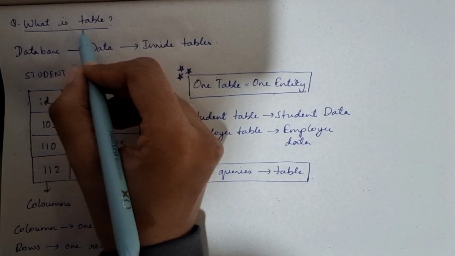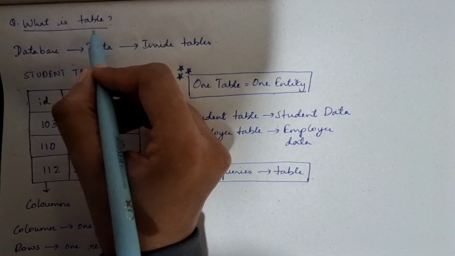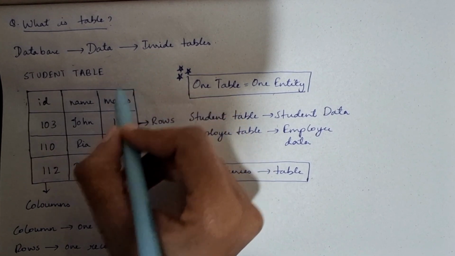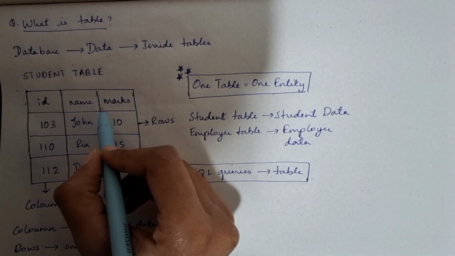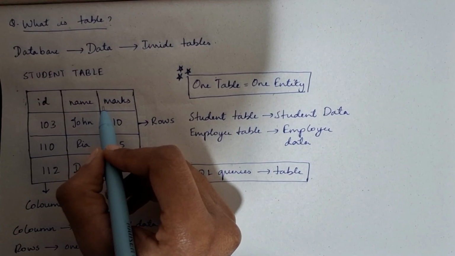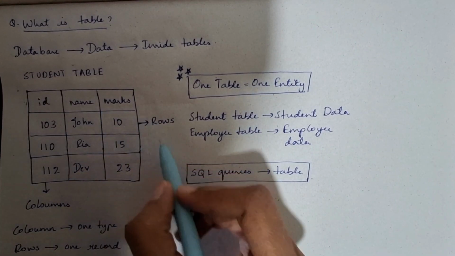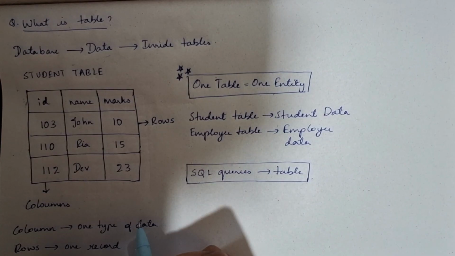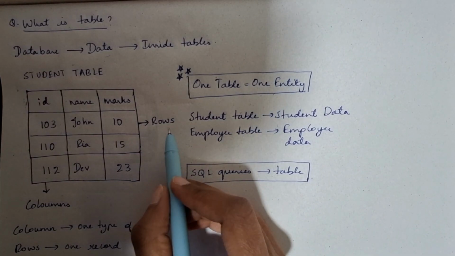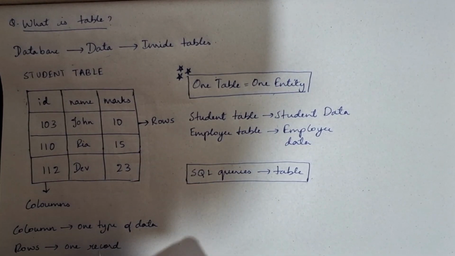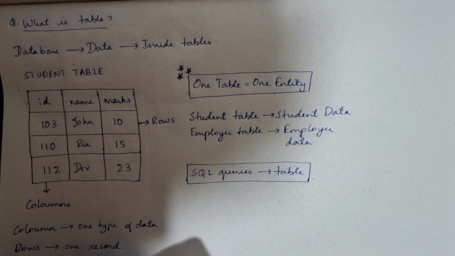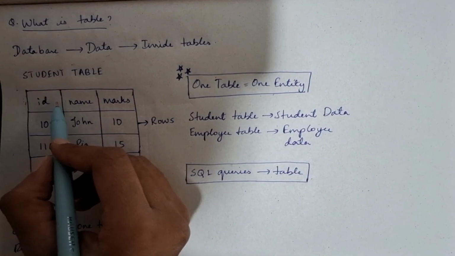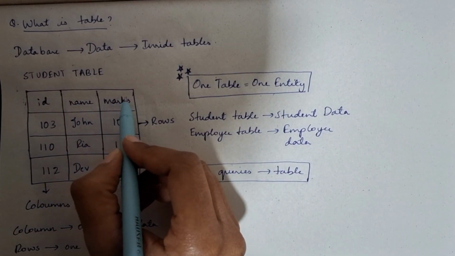Now let us understand what is a table. In a database, data is stored inside tables. A table is just like an Excel sheet or a register we use in school or college. The table has columns. Each column represents one type of data. This table also has rows. Each row represents one complete record. For example, in a student table, we can store student ID, name, and student marks.